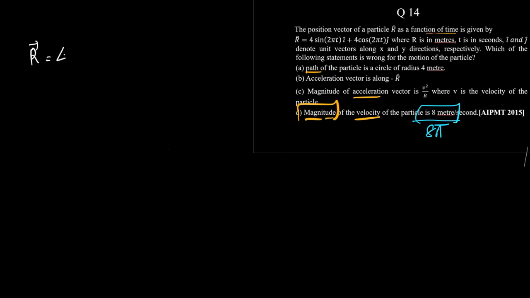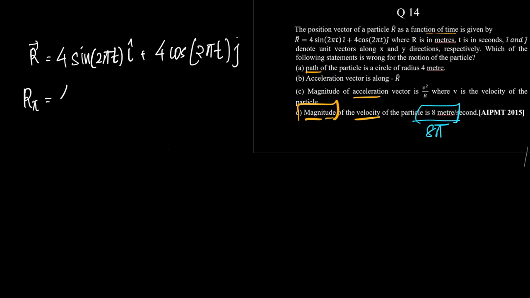r is equal to 4 sin 2πt î plus 4 cos 2πt ĵ, right? In which case, what is the x component of r here? It is equal to 4 sin 2πt. And what is the y component here? It is equal to 4 cos 2πt, right?